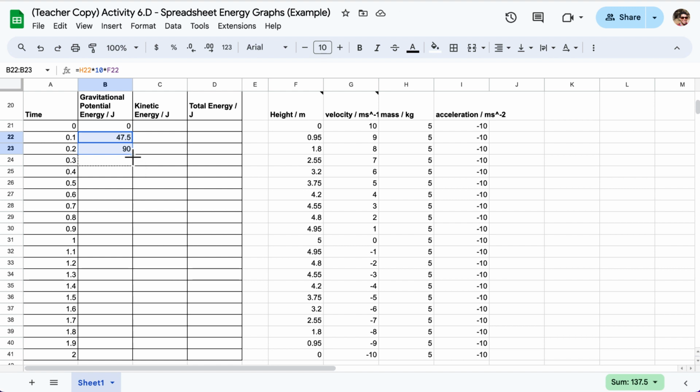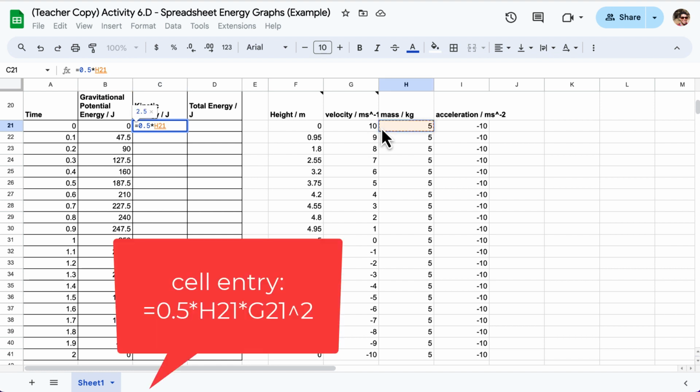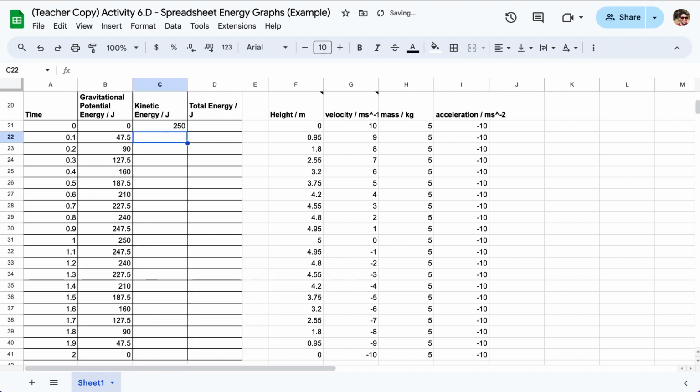At this point, we filled in enough that we can fill down our formula. Notice that it reaches its maximum GPE right in the middle and then comes back down to 0 when we said its height was 0, so that kind of makes sense. We're going to go through the same process as we did above for our kinetic energy. So we'll say equals 0.5 times our mass times our velocity squared. So it's 1/2 times mass times velocity squared.